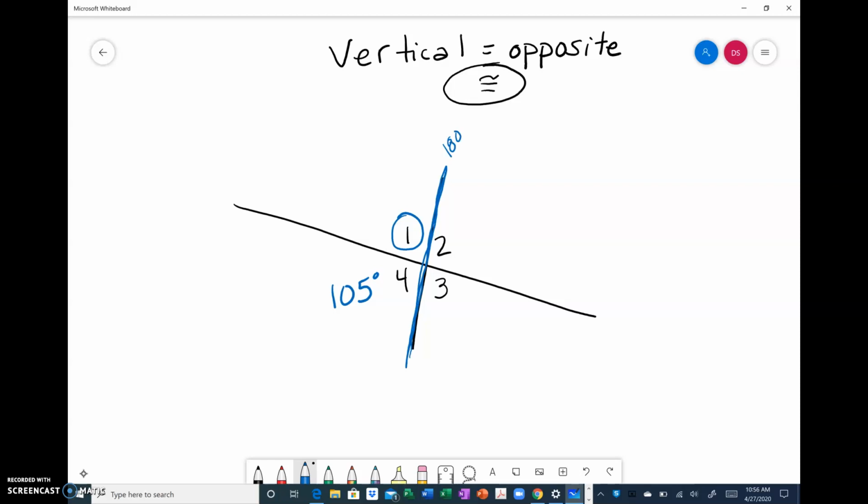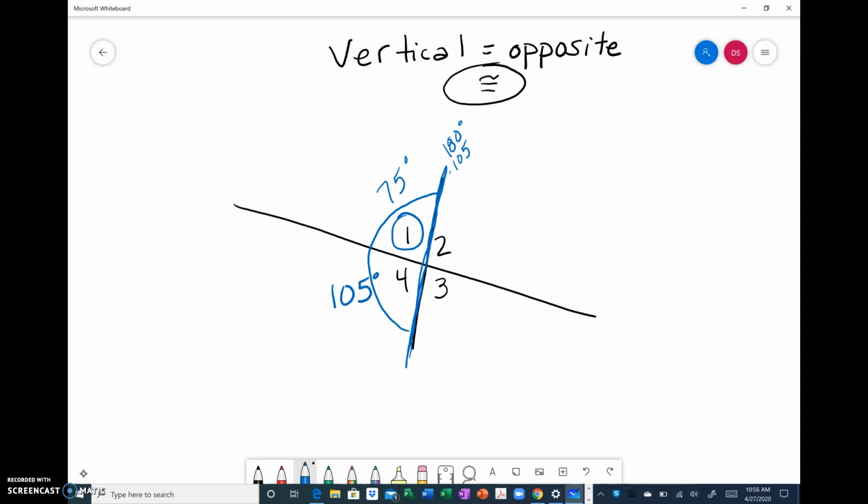180 degrees. So in between angle 4 and angle 1, we have to come up with 180 degrees. 180 minus 105 is 75 degrees. That's the measure of angle 1.